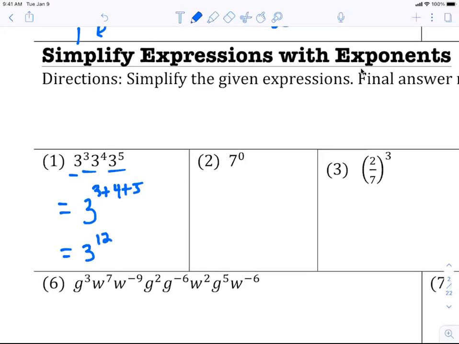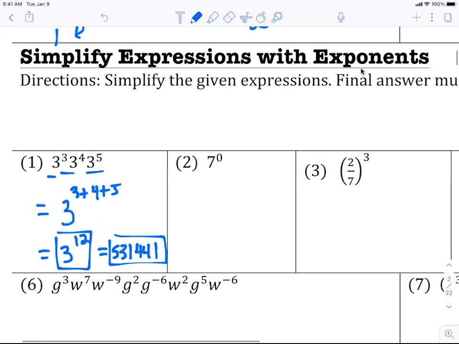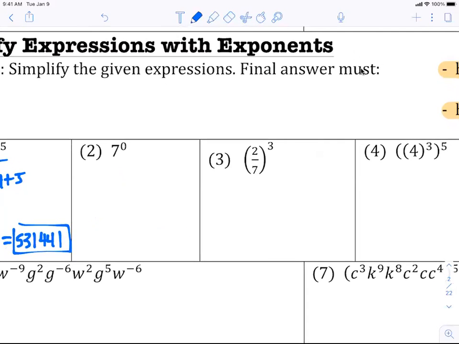Some of the numbers that we deal with in this unit are going to be pretty large. You can either leave it as 3 to the 12th if you really want to, or you could tell me what it actually equals. It's a little obnoxious on this one, but it's 531,441. Either answer in this case would be acceptable. If the number is really large, you can leave it as just 3 to the 12th. But number 2 is my favorite one on this whole worksheet because any number raised to the 0 power is 1. I don't even have to do any work on this one.